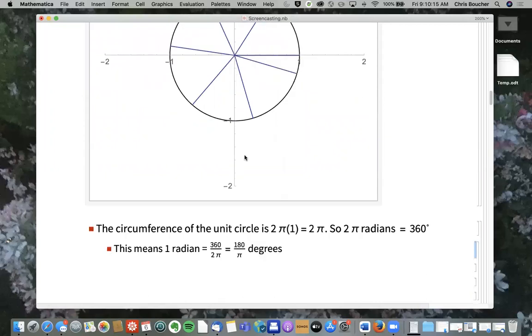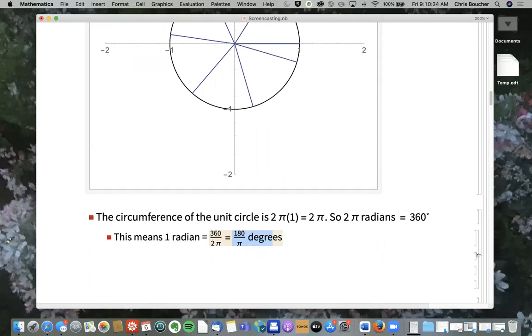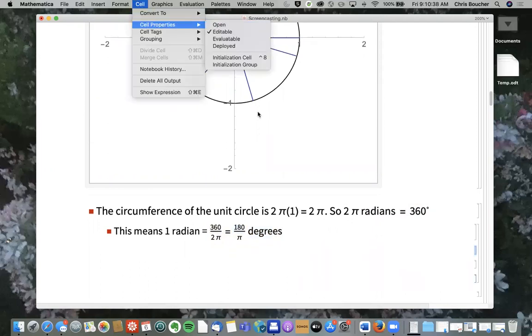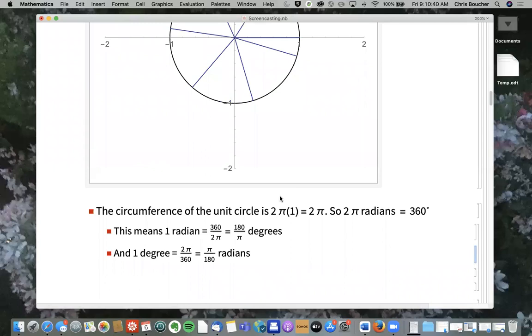Consequently, if I take this equation and I divide both sides by 2 pi, then I just get 1 radian on the left, and I get 360 divided by 2 pi, and I can reduce the fraction a little bit to 180 over pi degrees. This allows me to convert from radians to degrees.